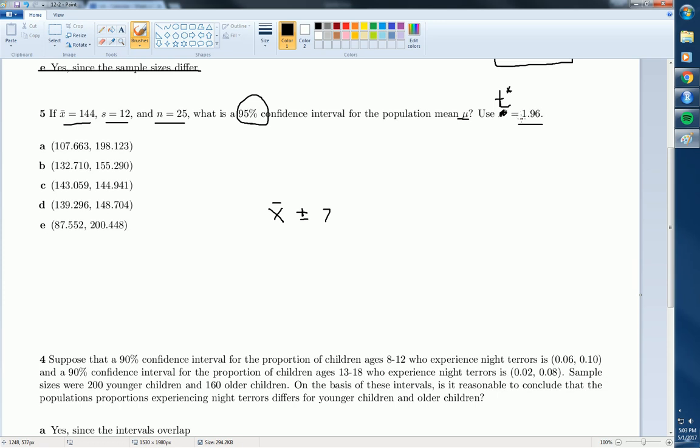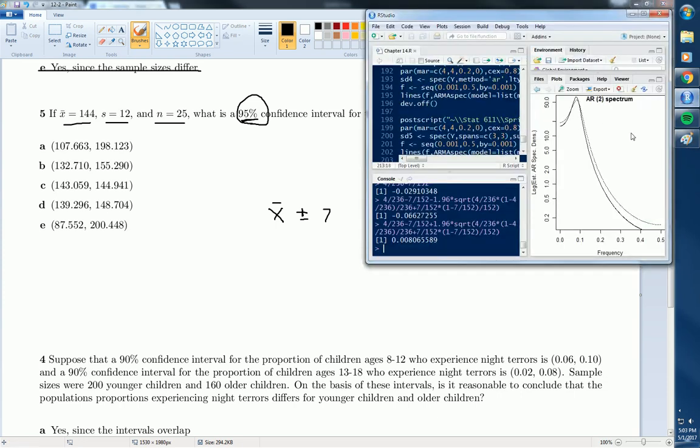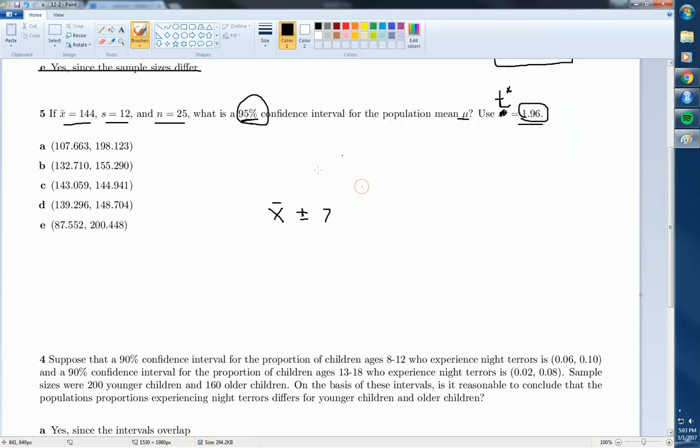Therefore, 1.96 would not really make sense to use for a 95% confidence interval, because we would have to find out QT 0.025 for 24 degrees of freedom. We should be using 2.06 for this, so I apologize for the error. Anyway, if we just follow the directions, we'll use a t star of 1.96.